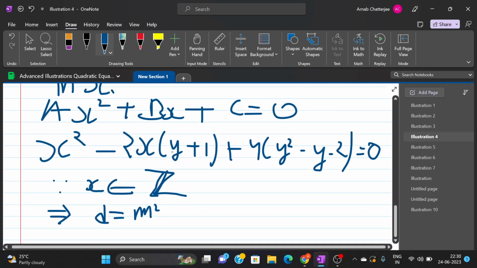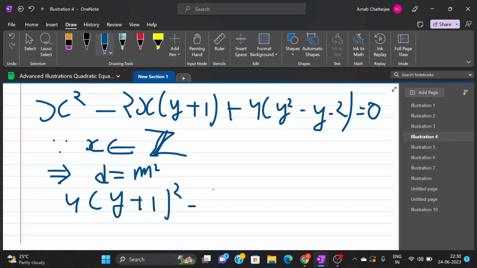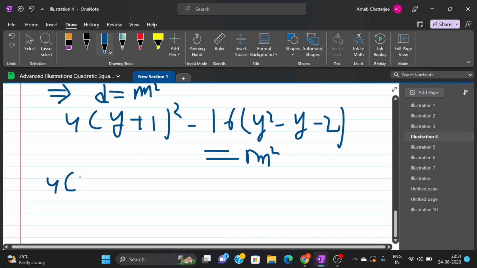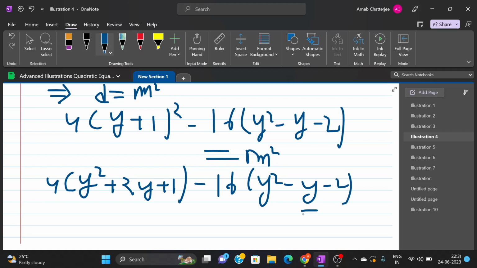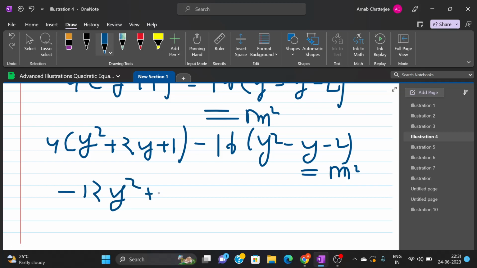And the discriminant is equal to b square minus 4ac. So it becomes 4 times (y plus 1) whole square minus 16 times (y square minus y minus 2). And this thing should be a perfect square, let us say m square. So now let us simplify this. So we have 4 times (y square plus 2y plus 1) minus 16 times (y square minus y minus 2) as a perfect square. So expanding it more, we have minus 12y square plus 24y plus 36 should be a perfect square.